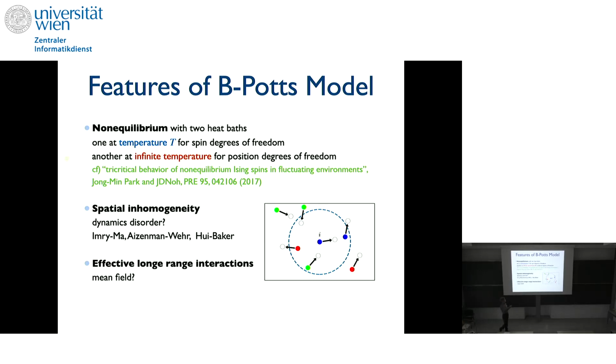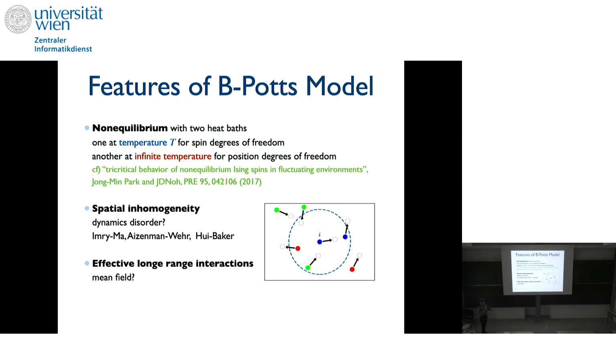That's the general argument. Okay. But in my system, I do not have a quenched disorder. I have some kind of annealed disorder or dynamic disorder. What's the role of this dynamic disorder? This particle moves and interacts with this particle, but at some time, this particle interacts with some particle in the other area. So in that sense, this diffusion induces a kind of effective long-range interaction.